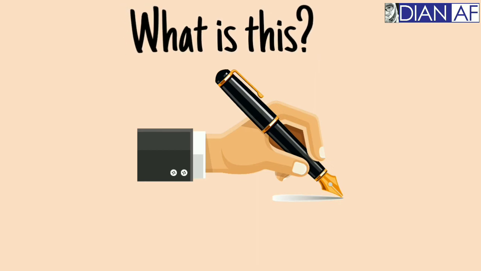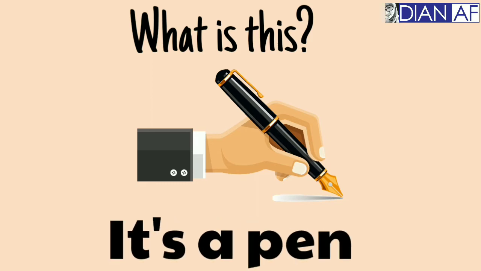This is the thing that you need when you want to write something. Do you know what's the name of this object? Good job! It's a pen. Now spell the word P-E-N, pen. That's really good.